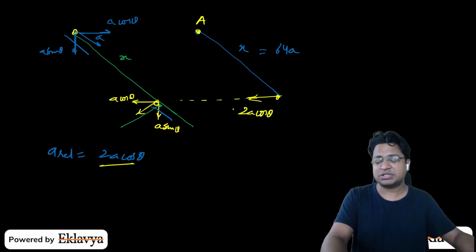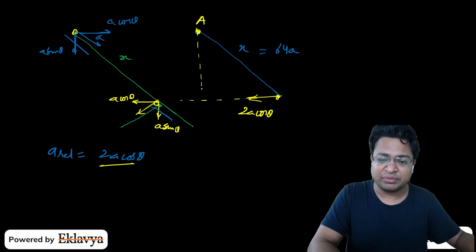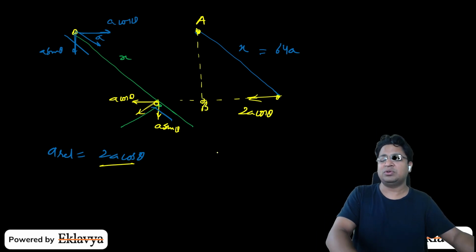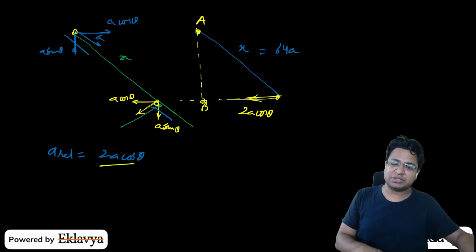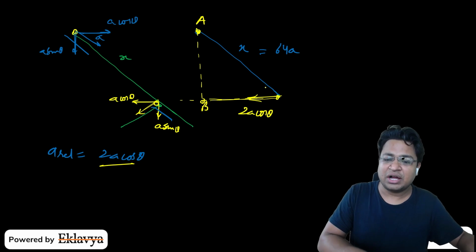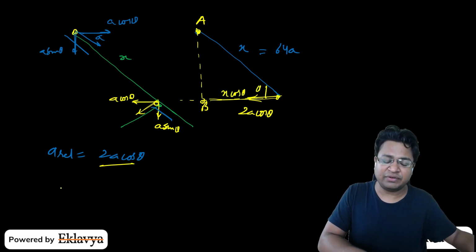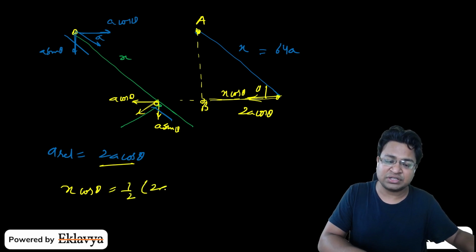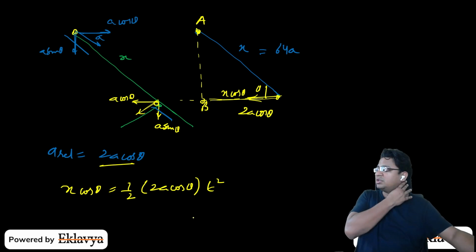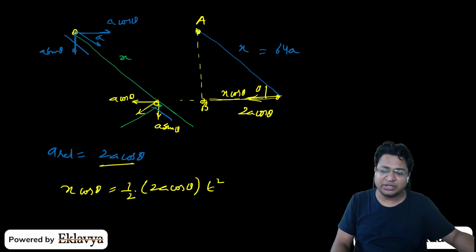And when would be the minimum distance between the two? The minimum distance would occur when B becomes vertically below A, which basically means that the displacement of B is this length. How much is this length? This angle was theta, so this would be x cos theta. So the equation that we will write would be x cos theta is equal to half into a relative, which is 2a cos theta, into t square. So this is the equation that we are going to write.